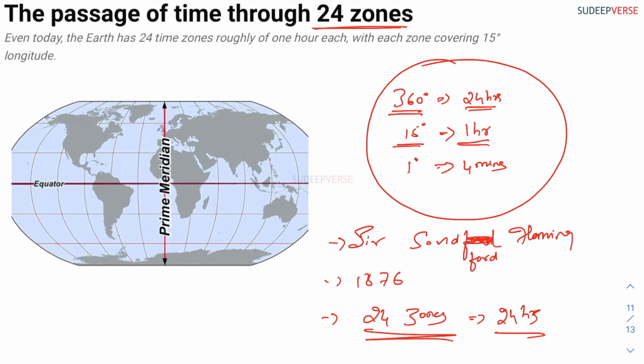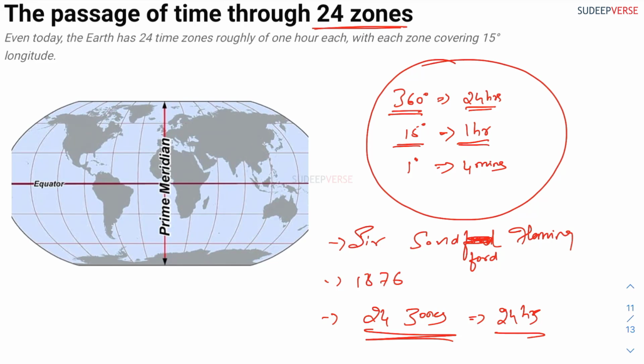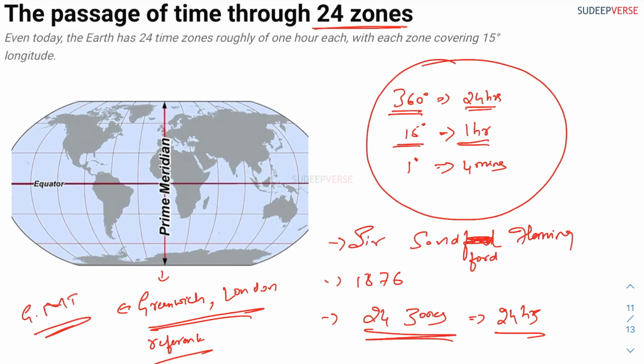So coming back to this diagram, if you can see, these are longitudes. Now look at the prime meridian in the diagram. This prime meridian passes through Greenwich, London, and the line that passes through Greenwich is used as a reference. This is known as Greenwich Mean Time, and this is taken as a reference.